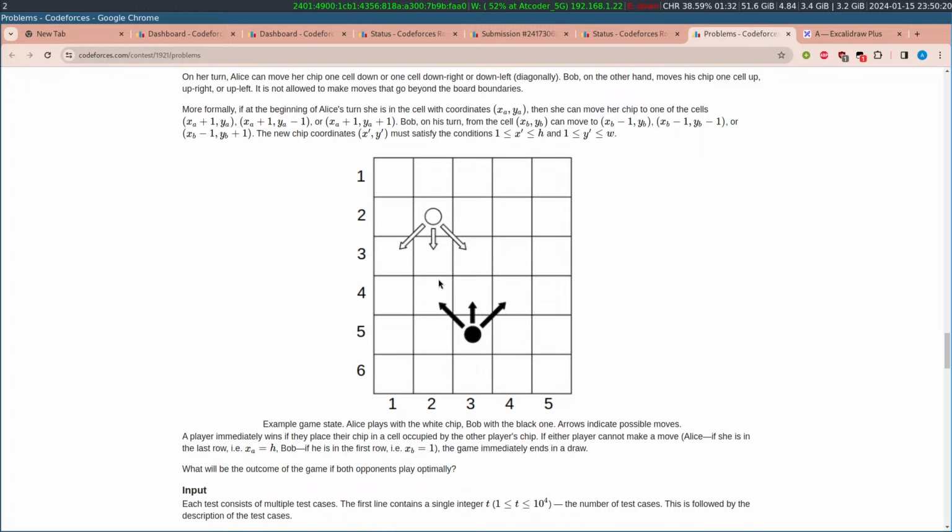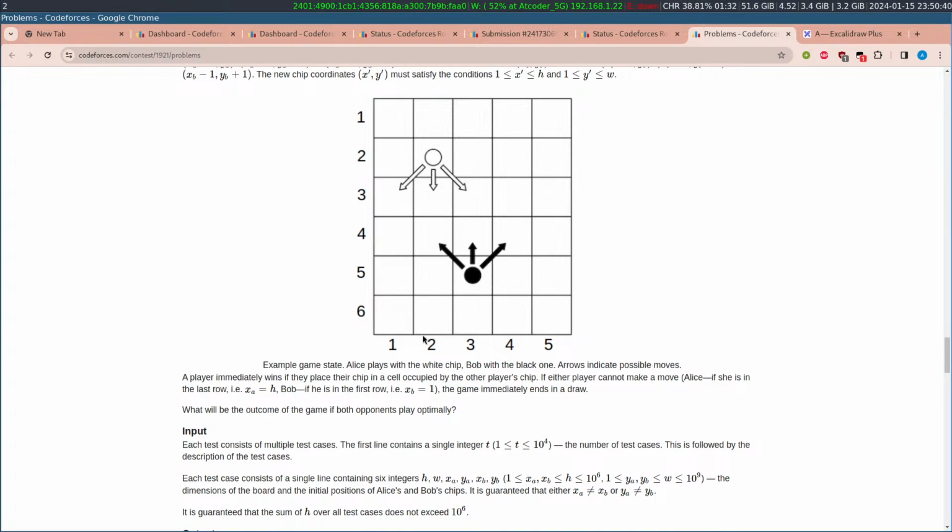And if you look at the diagram over here, if this is the place where Alice's chip is at, then she can either move to this cell, or this cell. Or if this is the place where Bob's chip is, then he can move to this cell, or this cell. Like three possible choices.